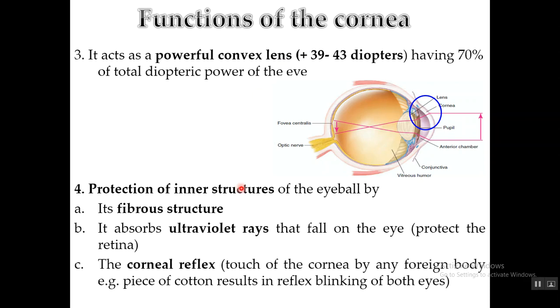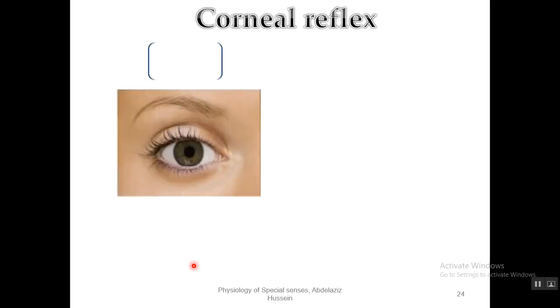Number 3, if you touch the cornea by any foreign object like a piece of cotton, it will produce a reflex blinking of both eyes to protect the eye. This is called the corneal reflex. Again, the cornea has 4 main functions. Number one, it is transparent. Number 2, it has a regular curvature. Number 3, it acts as a powerful convex lens. Number 4, protective functions.